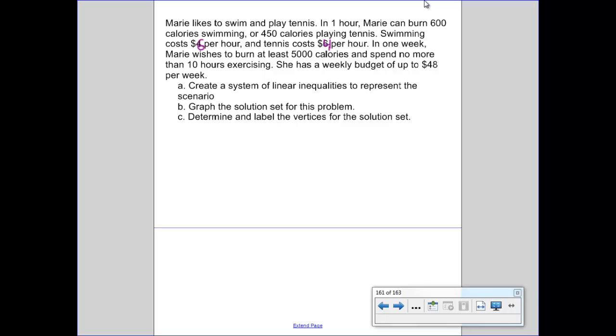Okay, let's write some linear inequalities. Before I do that though, I've got to define some variables. X and Y. Well, let's go with the activities. So X could be swimming. And Y could be tennising.